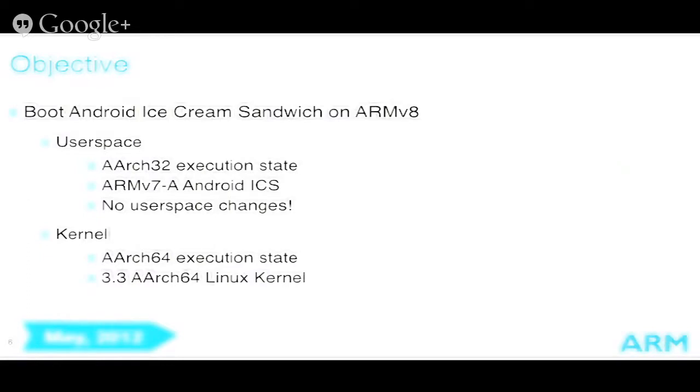At this point, we already had Android working on our Versatile Express ports. That was ARMv7 Android ICS. And our goal was to implement this with no user space changes, so all the changes would be implemented in the kernel. And we had a kernel which was running in the AR64 execution state, an early 3.3 Linux kernel with early AR64 support.